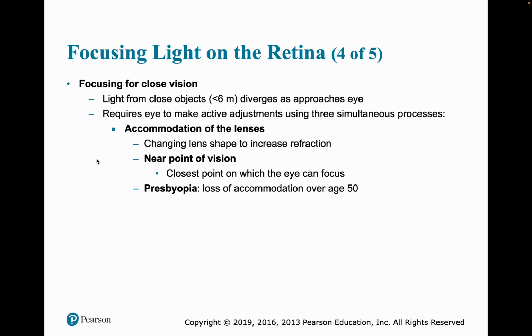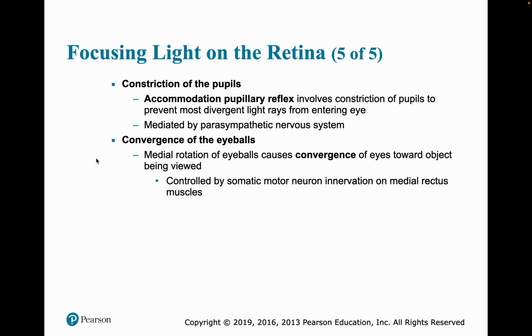This says over the age of 50, but it gets maybe quite a bit younger than that before you start realizing that you have to hold things further away in order to see them clearly. We also constrict the pupils, so accommodation of the pupillary reflex involves constricting the pupils. That prevents the most divergent light rays from getting into the eye. That's mediated by the parasympathetic nervous system, and also convergence of the eyeballs.